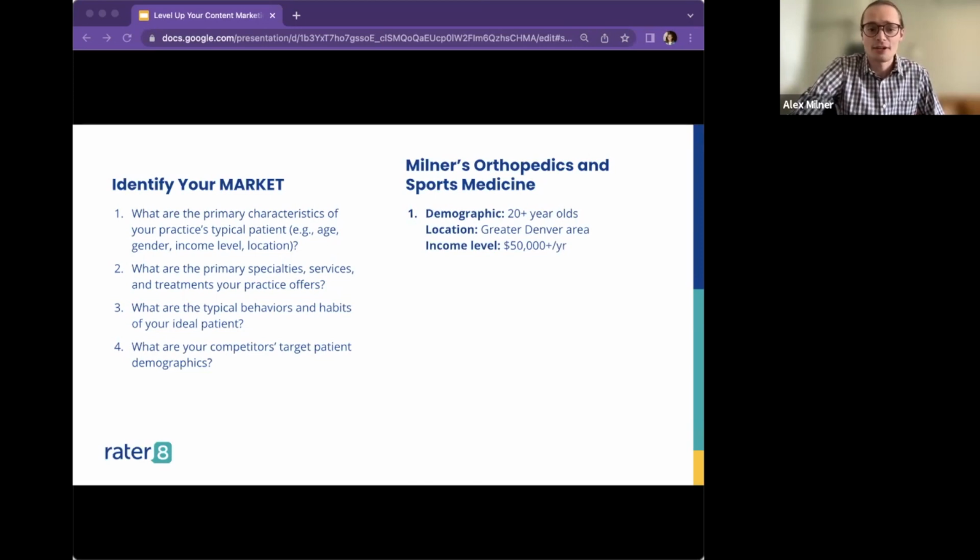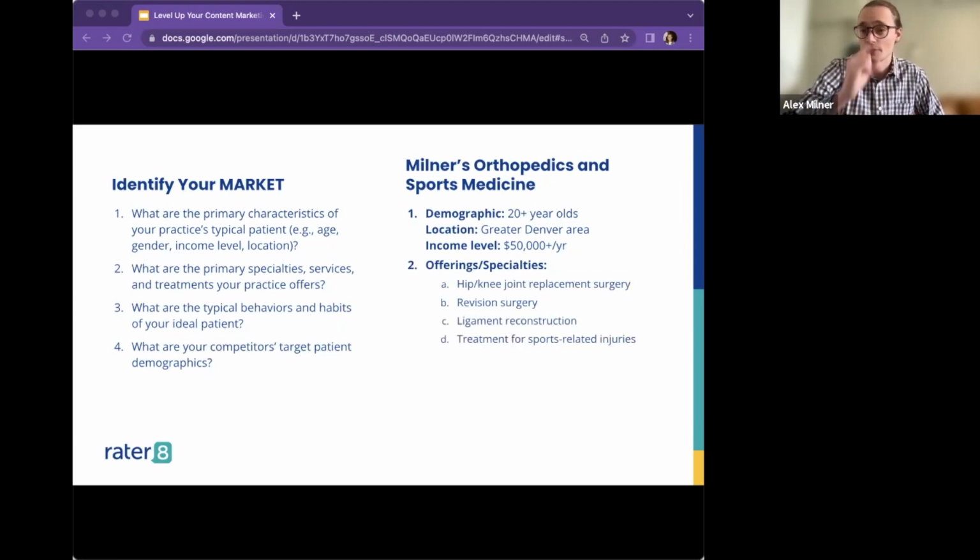Now, that's great, but when we're trying to communicate our market, we also need to define our primary specialties and services that we're trying to offer, because we need to find a way to unify the two together. And so what are our primary specialties and offerings? Well, the basic orthopedics and sports medicine. We do hip and knee joint replacements when necessary, revision surgeries, ligament reconstruction, and primarily treatment for sports-related injuries. That last one is a major key to defining our market, because we're working with younger people.